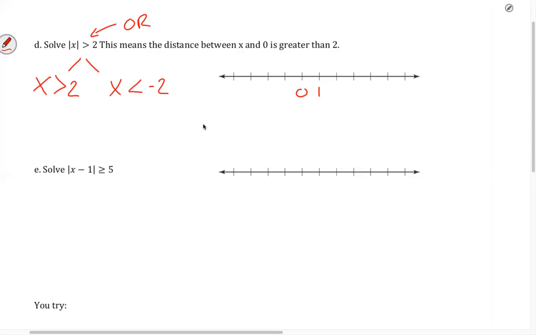So I have 0, 1, 2, 3, 4, 5, 6, -1, -2, -3, -4. So here, let's go to the one on the left. X is greater than 2. So it's an open circle. X is greater than, we're shading to the right. X is less than -2. That's an open circle, and I'm shading to the left. Notice it behaves just like AJ told us, or inequalities shade left from each other.